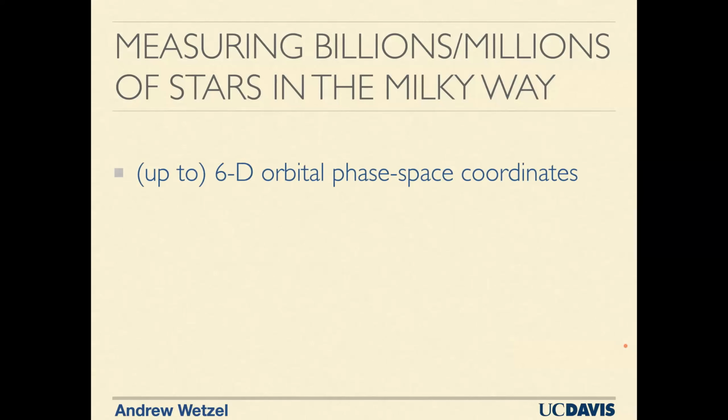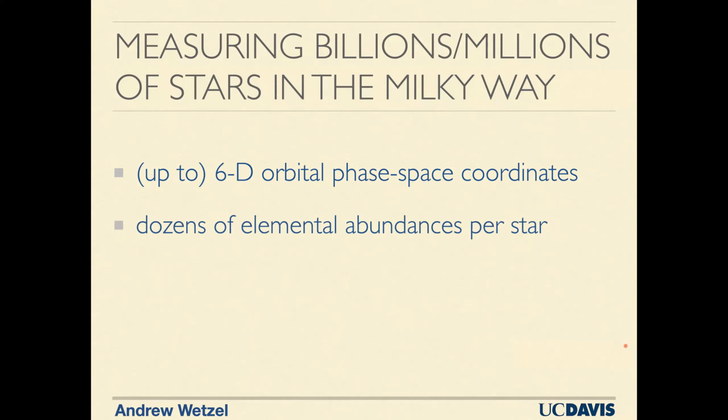So just to summarize that: thanks to Gaia in particular, we're now able to measure up to 6 dimensions of orbital phase space coordinates for up to 2 billion stars currently across the Milky Way. And thanks to ground-based spectroscopic surveys, we're also getting dozens, in some cases, 50, 60, 70 elemental abundances per star.